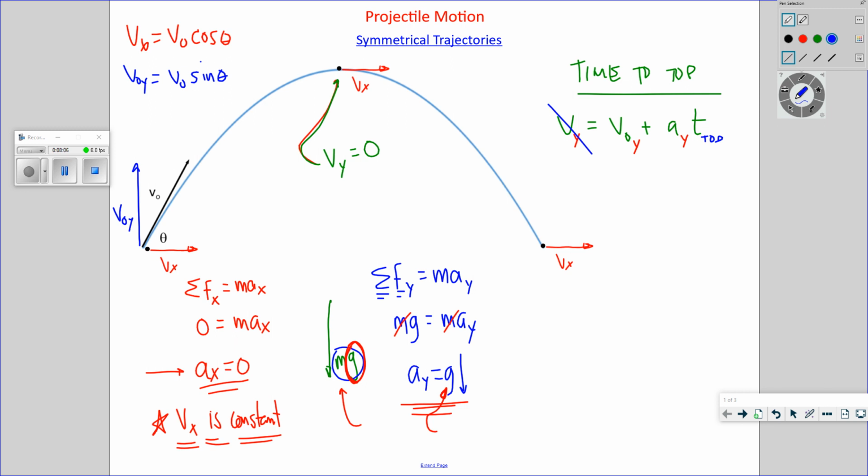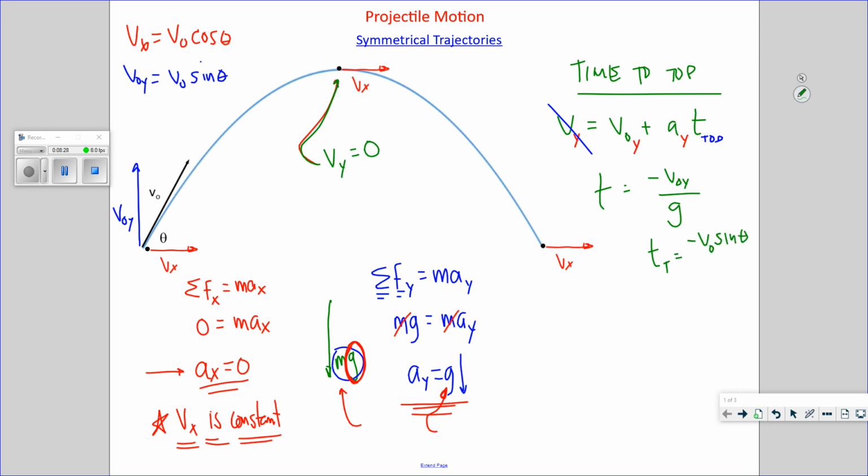So if I'm going to solve for t to the top, I get t is negative v initial in the y direction divided by a in the y direction. Which says that t to the top is negative v naught y over g, which is negative v naught sine theta over g. So this is our top left trig expression. There's a time to the top.